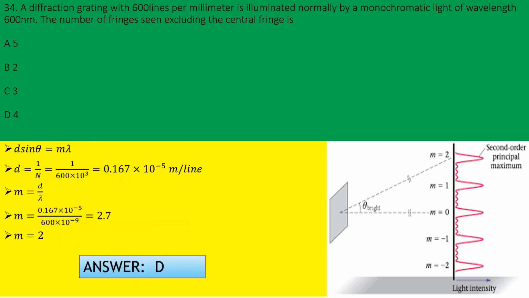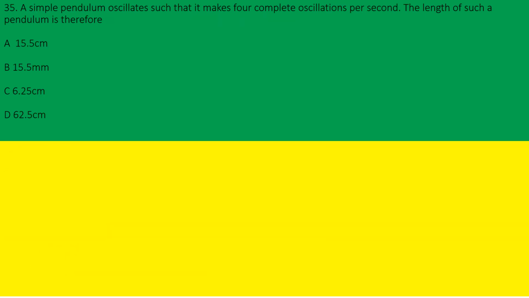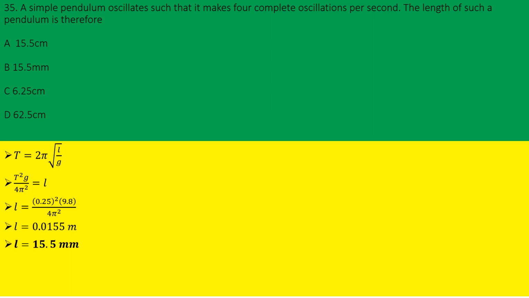Our answer is B. A simple pendulum oscillates such that it takes 4 complete oscillations per second. The length of such a pendulum is therefore... All right, so T is 2 pi root L over g, so we make L the subject and then we substitute in those values. So the period here would be 1/4, because 1 second is the time divided by the number of oscillations for that time, which is 4 oscillations. So we actually have L to be that, which is basically 15.5 millimeters, and our answer is B.